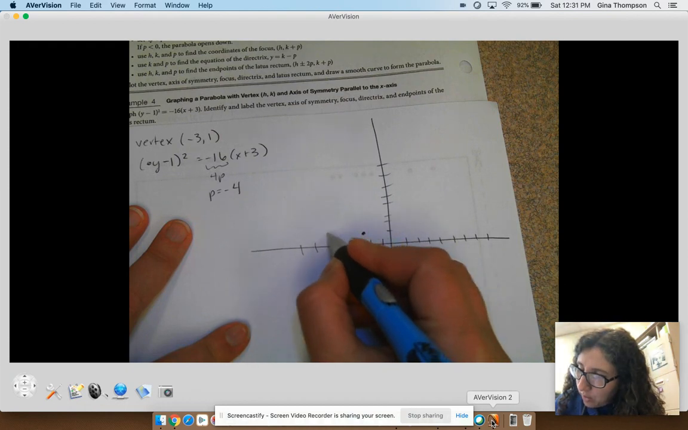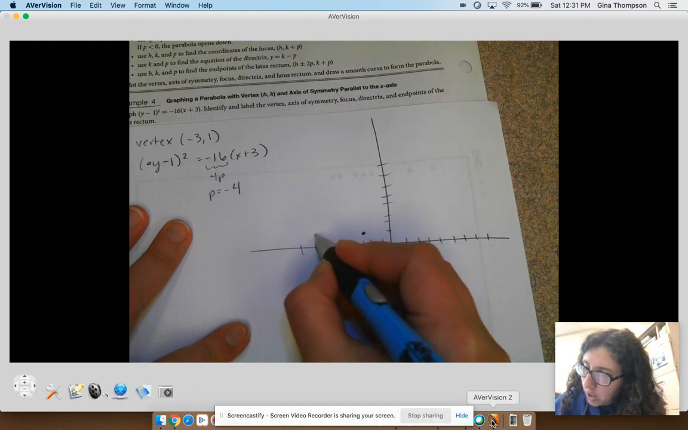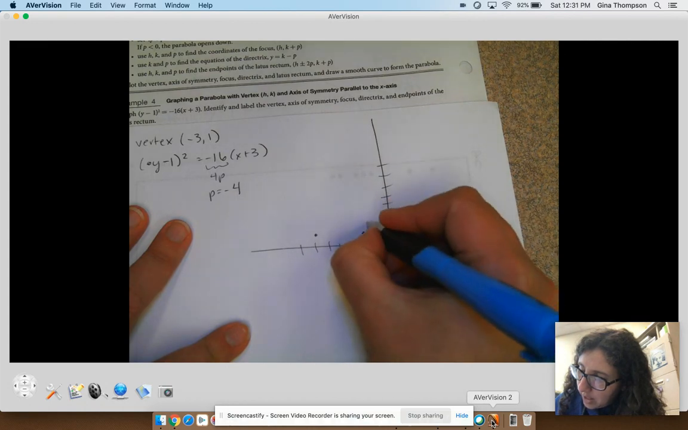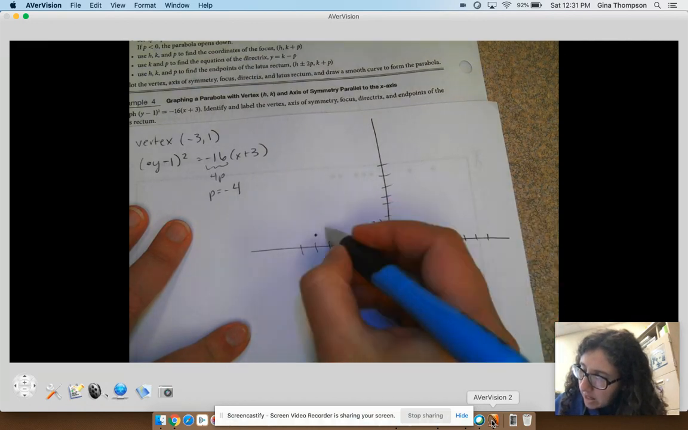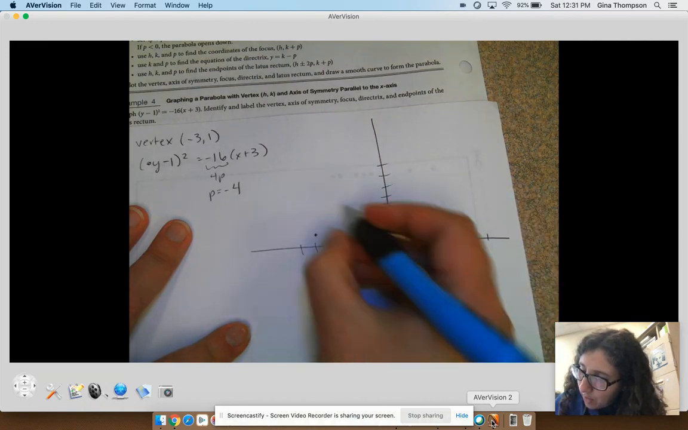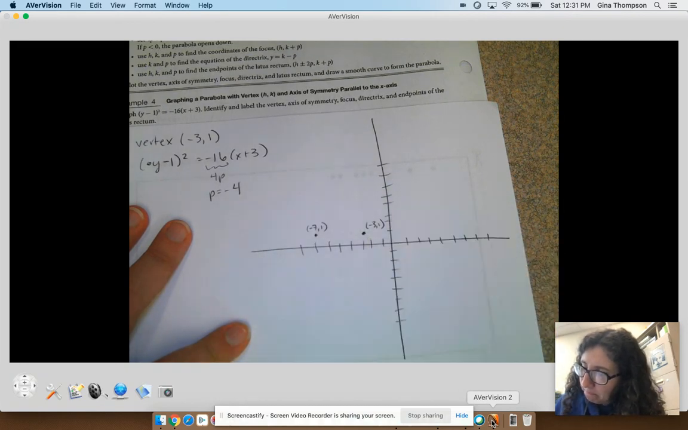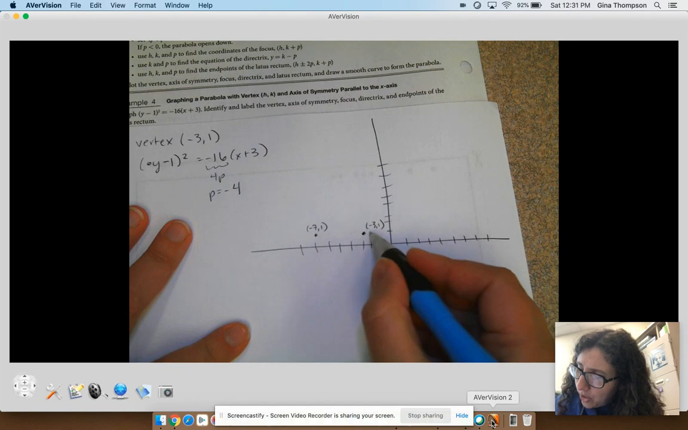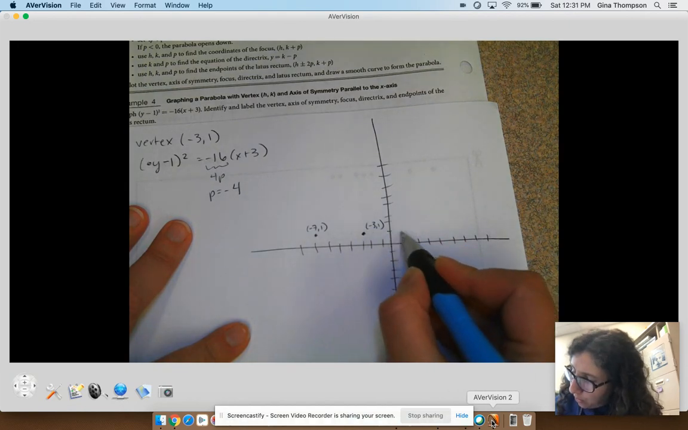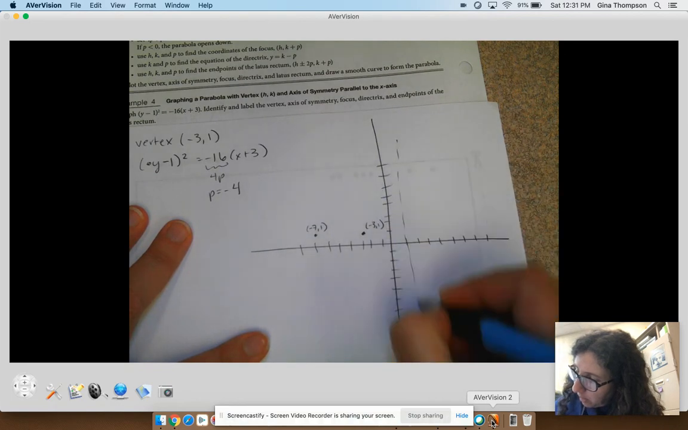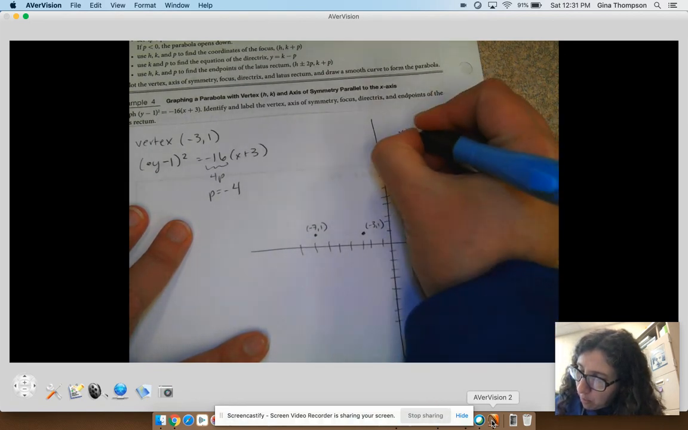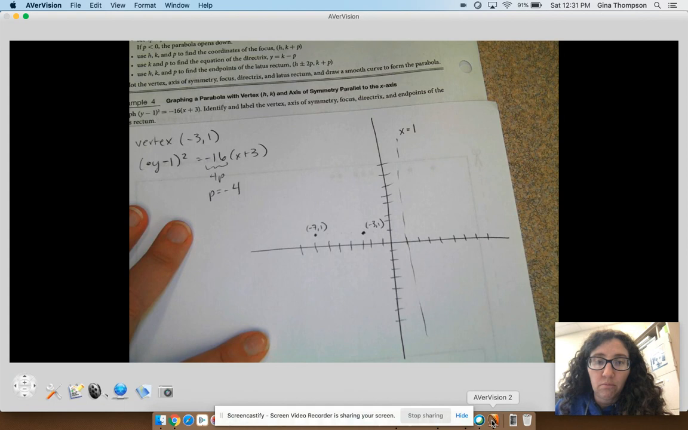1, 2, 3, 4. Probably should label these. So this is negative 3, 1. This is negative 7, 1. Right? And our directrix, we're going to go 4 units the other direction. So 1, 2, 3, 4. Our directrix is going to be the line x equals 1.